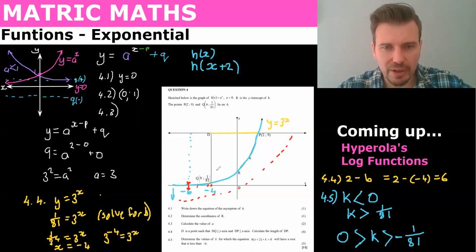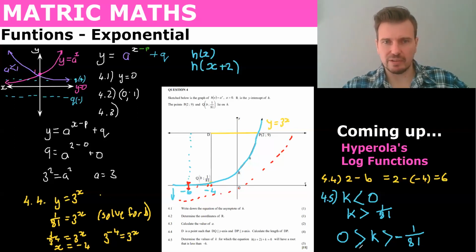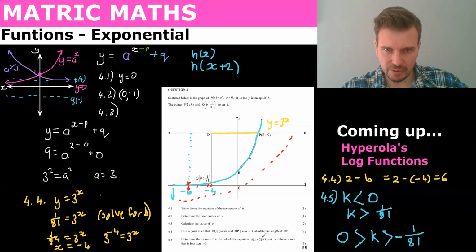The reason it's minus 1 over 81 is because it's less than 0, and so you can't shift it down by more than 1 over 81. Because if you shifted it down by, for example, minus 1, it shifts it far down. And so we don't want it to be minus 1. We want it to be between these two values. So it's actually very small. There's a very small margin where it's got a root that's less than -6.